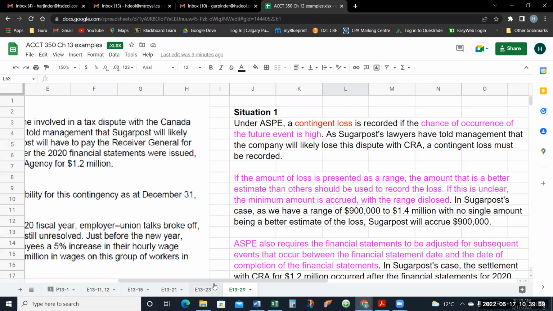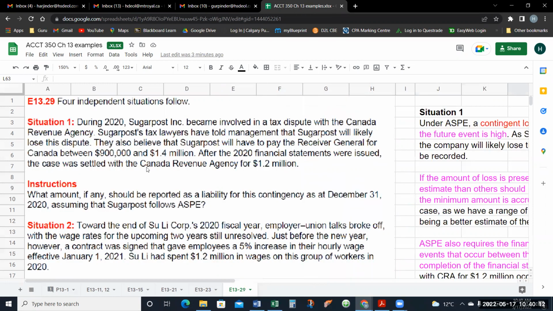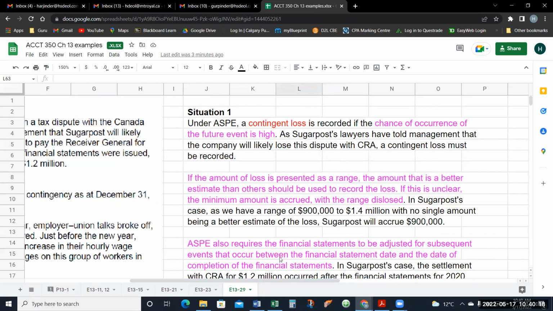Now, how much? If you're recording a loss, how much do we record the loss at? So ASPE guidance says if the amount of loss is presented as a range, and that's the case here, right? Between 900,000 and 1.4 million. So that's a range for us. So if the amount of loss is presented as a range, the amount that's a better estimate than others should be used to record the loss.